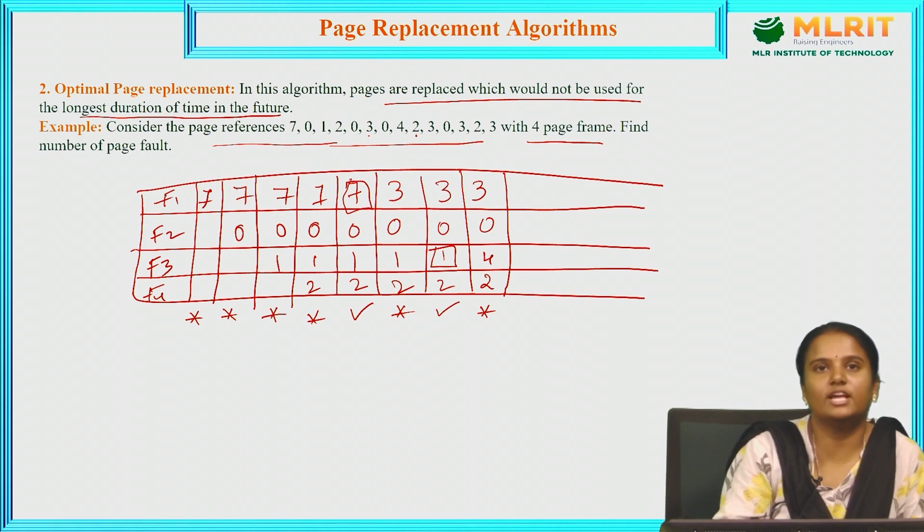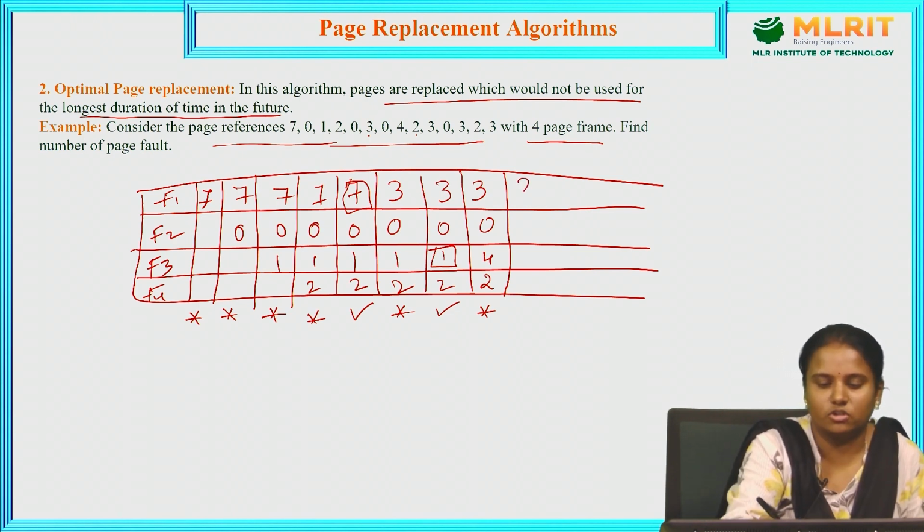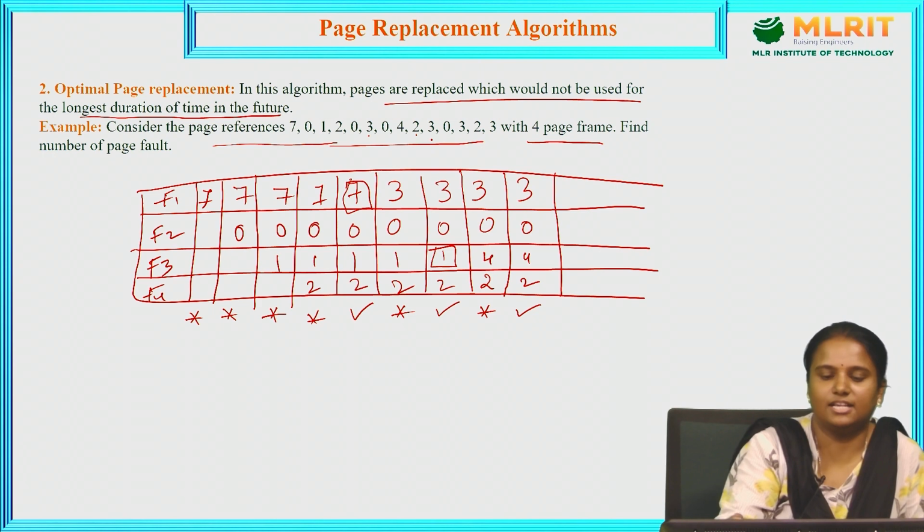2. So 2 is present. If the page is present, it is a hit. So 3, 0, 4, 2. It is a hit. Next, which page is coming? 3. So 3 is present again. 3, 0, 4, 2. It is also a hit.